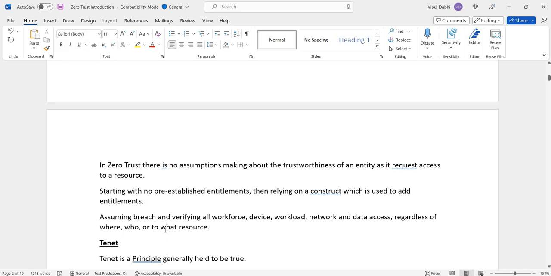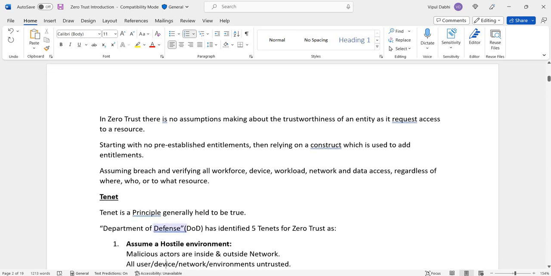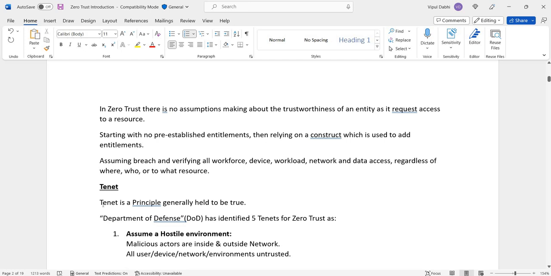Now we need to understand what a tenet is. A tenet is basically a principle that generally holds true. Okay, and the Department of Defense, or DoD, has identified five tenets for zero trust.